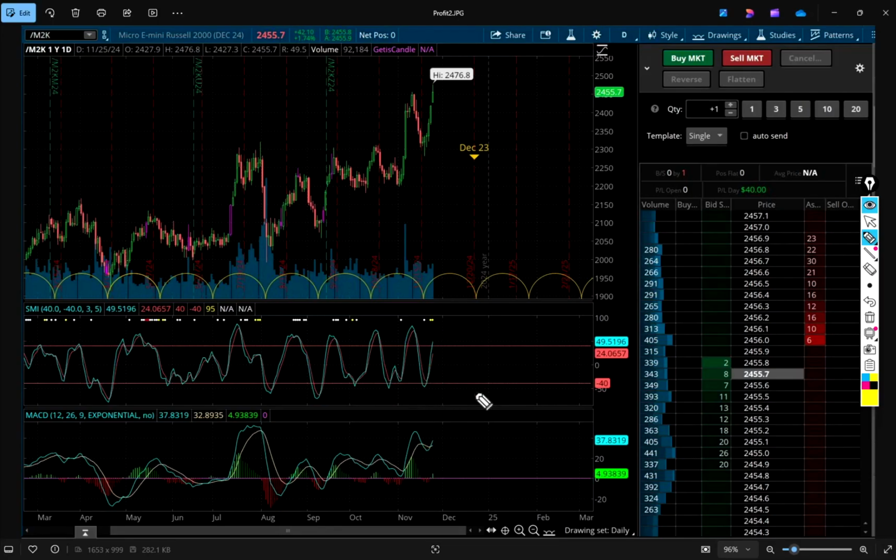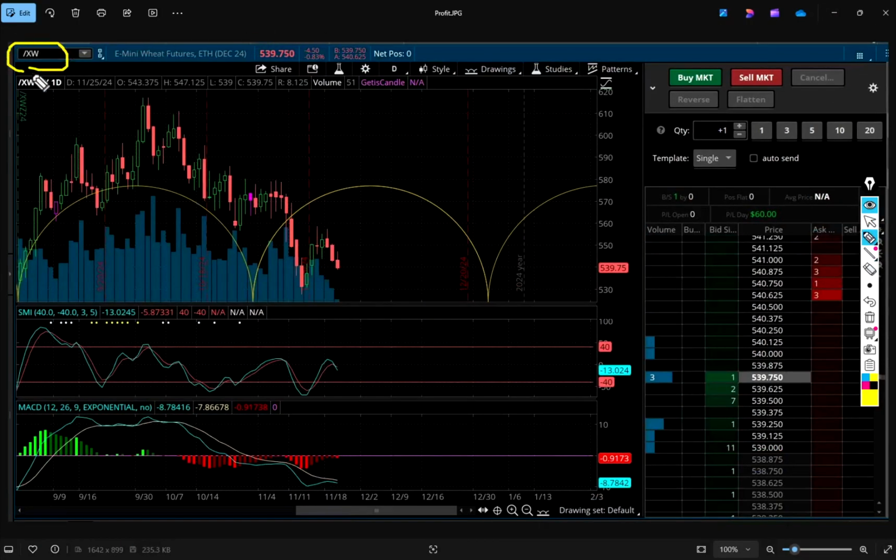Okay. Let's take a look at the next trade. This next trade, this is wheat, mini wheat. Yeah, frosted mini wheats, baby. This is the futures mini wheat. Made $60. So total between those 2 products, $100 within a few hours. There's the difference. This one's going down. The Russell 2000 was a long side trade, and wheat was a short side trade.